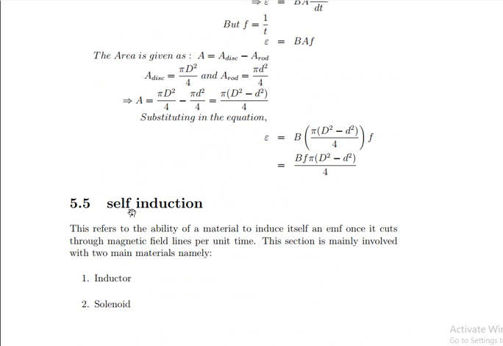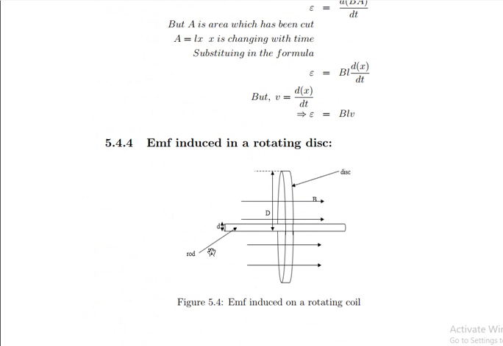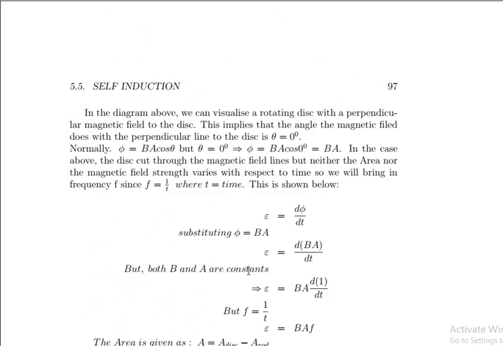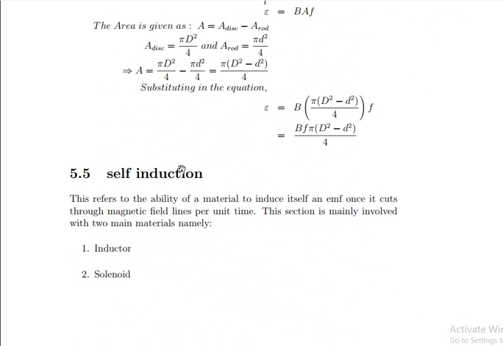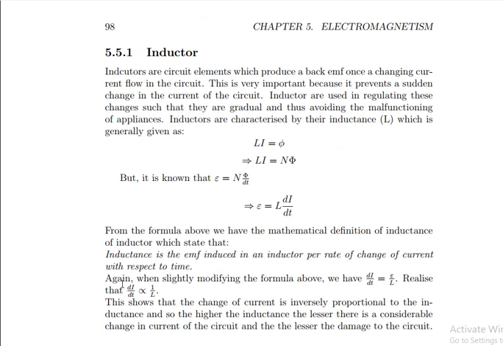So now let's visualize what is self-induction. We said that self-induction refers to the ability of the material to induce itself an EMF once it cuts through the magnetic field lines per unit time. So this is what is said to be self-induction, and we have already visualized some aspects of self-induction here. But in this later part of self-induction, we are going to see two main elements, the inductor and the solenoid.